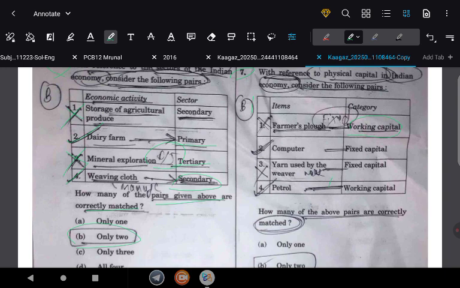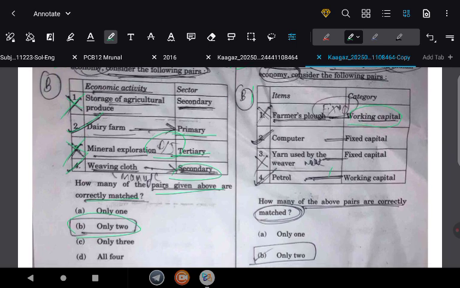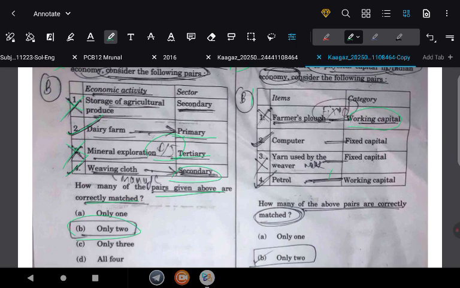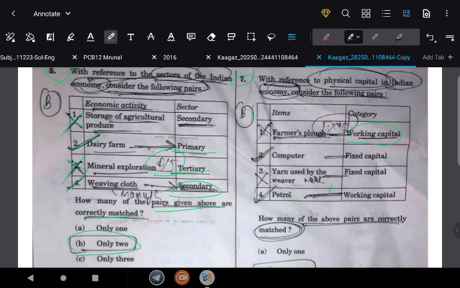As you know, fixed capital is basically that which can be used again and again, like the land or the plot which you have bought. And working capital is more or less something that once you use it, you cannot use it again. That is like petrol or something of that sort. So the first option, farmers' plow, is not working capital. Sorry, I am really sorry about that. It is not working capital, it is fixed capital, because it can be used again.